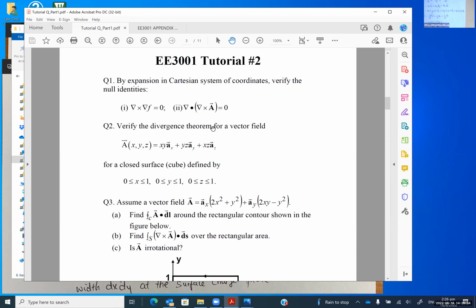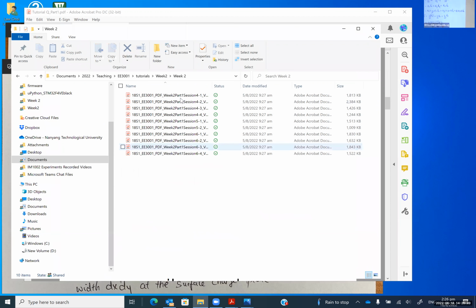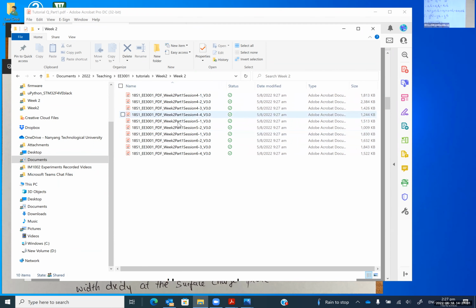Verify the divergence theorem. What is the divergence theorem? Let's go and look at the notes and see what the divergence theorem is. I have downloaded all the slides for each week. This is the same as what you will go through in your video. I would suggest you try and go through the slides, and if you don't understand the slides, go to the video. For those of you who are relatively strong students, the videos are just too slow. You tell me, tutorial 2 starts from which section?